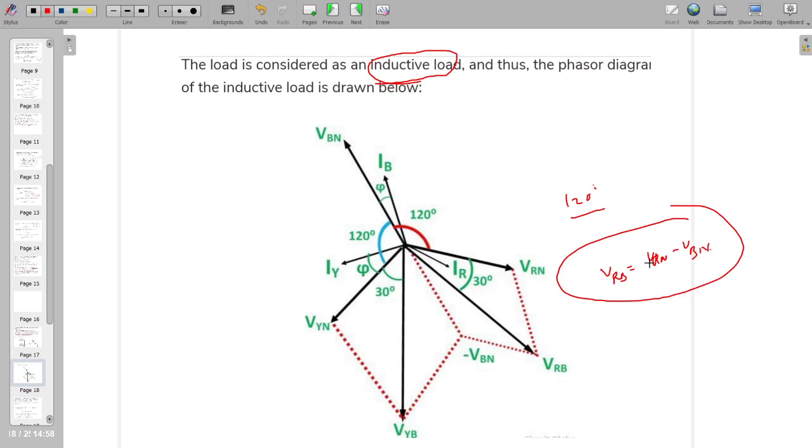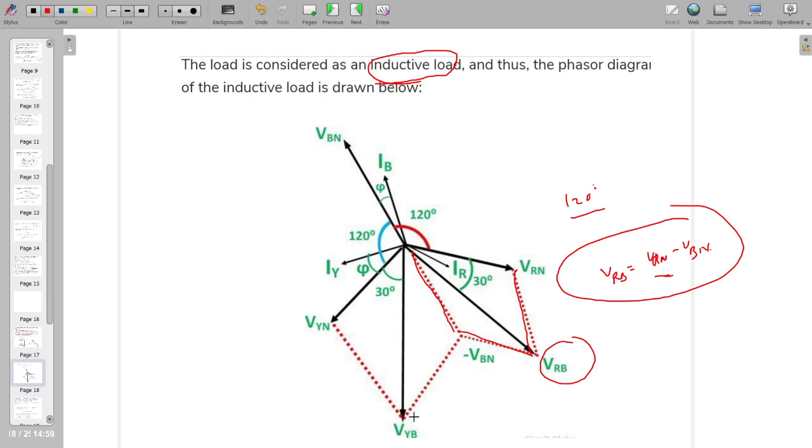So we need to find this VRN, already here it is given. We need VBN. So this is the VBN, a replica of the VBN with the same magnitude. I am adding this in phasor notation with the help of a parallelogram. I am drawing a complete parallelogram. So it is a combination of VRN and VBN. We will get the VRB. So it is definitely lagging with VRN because of the inductive load.